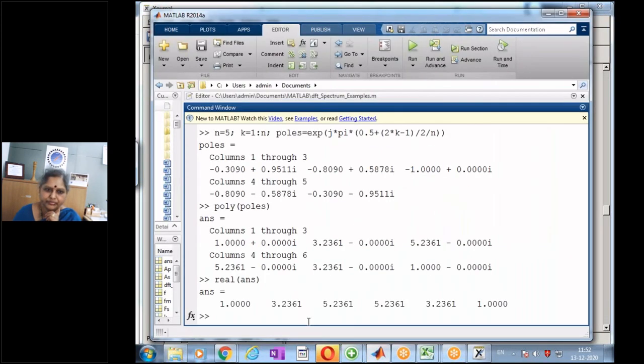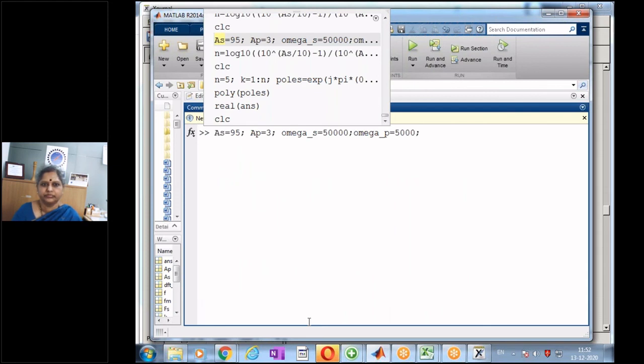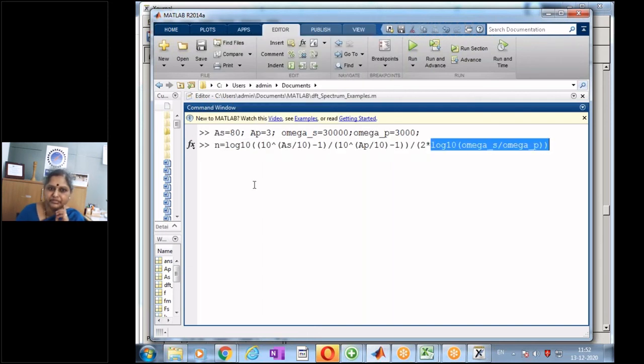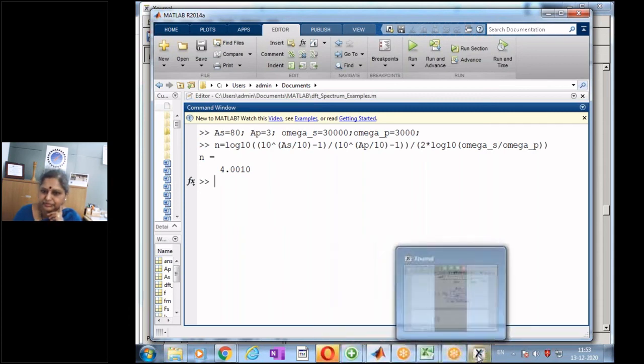Let's check a formula. So I have my attenuation as 80 dB and 3 dB, my frequencies being 30,000 and 3000. This is the formula that we have been using for computing the order of the filter. I get my order of the filter as 4. Of course, since they are kept exactly 80 dB, that's why I'm getting it. Otherwise, it's 4. It's a fourth order filter.